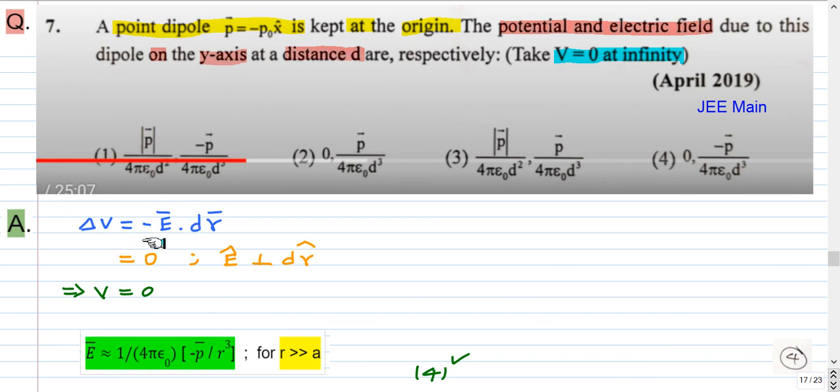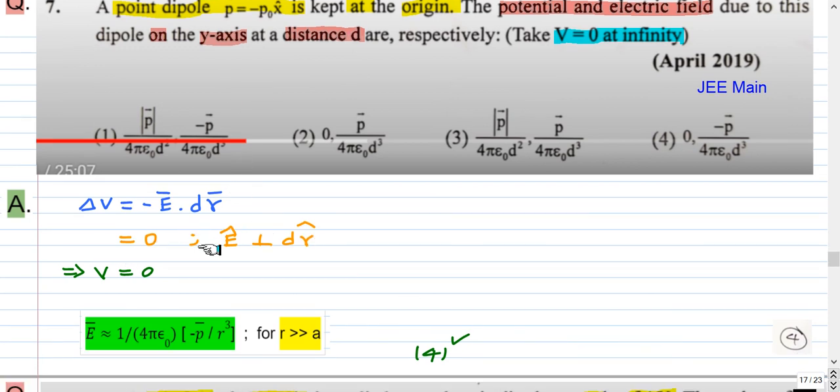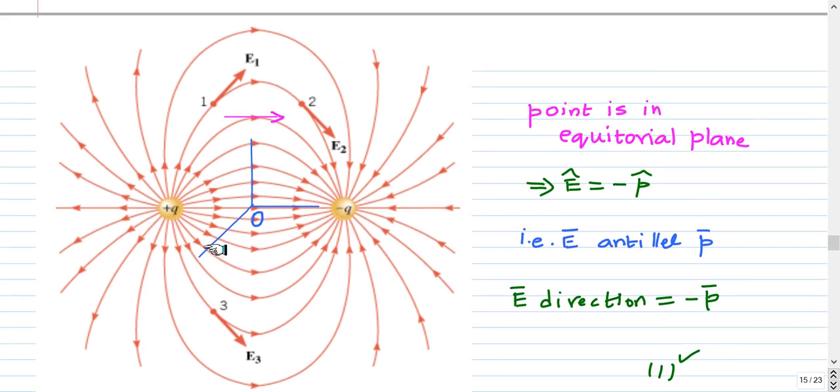Potential difference between 2 points is given as minus E dot dr, and if E and dr are perpendicular, then the potential difference between the 2 points will be 0. So since we have to find the potential on the equatorial plane, and they have given the potential at infinity is 0, the work done in moving from any point on the equatorial plane is 0 because we are moving perpendicular to the electric field. So the work done in moving from this point to this point is 0 because we are moving in a direction perpendicular to the electric field at all points.